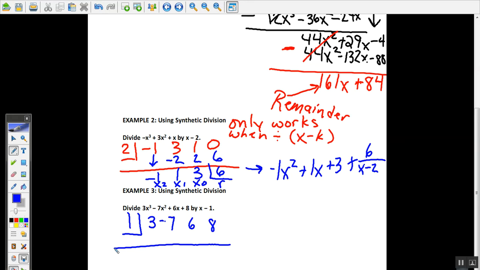What am I bringing down first, kids? Bring the 3 down. Okay, what's going underneath the negative 7? Because that was 3 times 1, right? What's negative 7 plus 3, kids? Okay, so what's going underneath the 6? What's 6 plus negative 4? 2 and the 1. So my last value down here is 10. And 10 is going to be your what, kids? It's going to be your remainder. Okay.